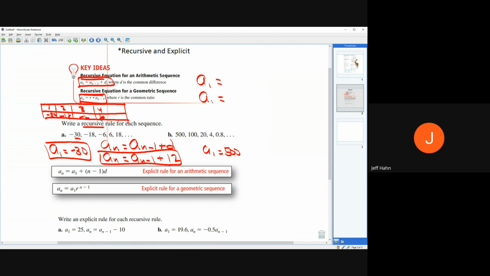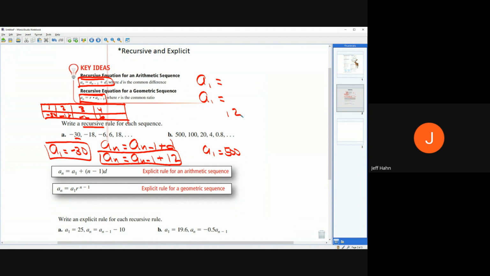But that's what makes it recursive, because if I asked you what the 12th term was, you can't just put 12 in there because you don't know what the 11th term is. That's what makes it recursive. You have to know the term in front of it to figure out the next term. So recursive is kind of a little tougher to do because you have to fill out all the terms to get to it.